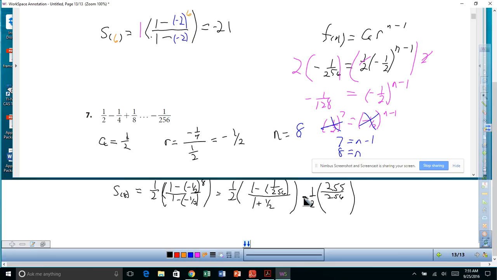That 1/2 is still out there. And the denominator is now going to be 3/2. So you've got 1/2, and then do a little trick there. And then you're going to have 85 over 128. Then that's going to give you 85 over 256. Okay, that's pretty tricky stuff.